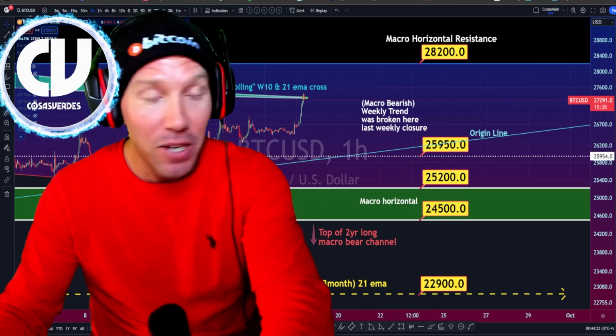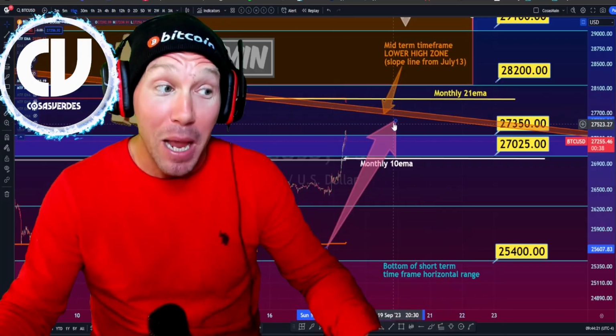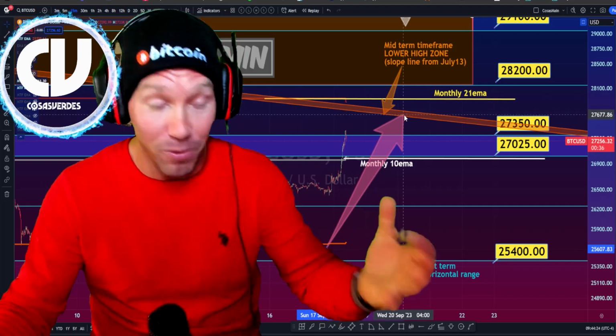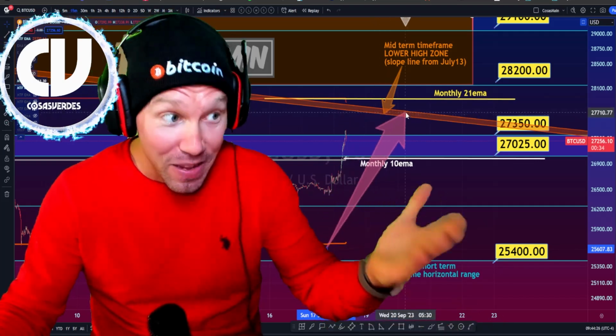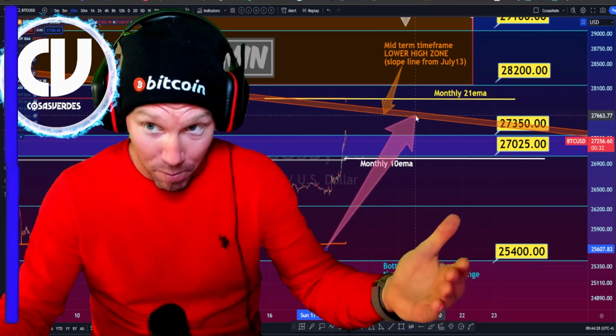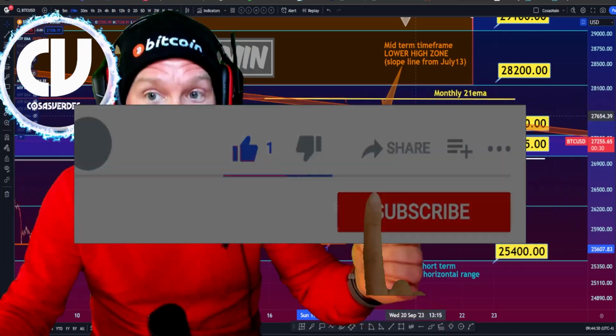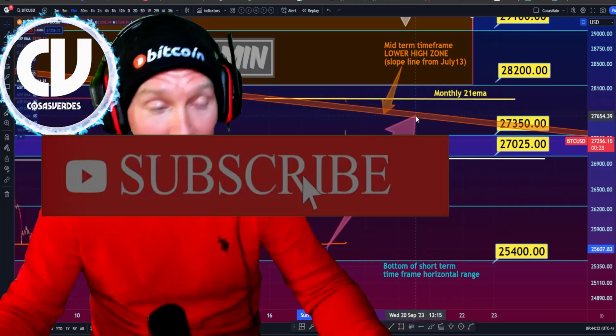So why the hell am I talking about price? Because something could happen very soon, because price is approaching the threshold of, if it's used as support, if what I'm pointing at, the lower high zone, if it's used as support, then new highs are going to be made and soon.